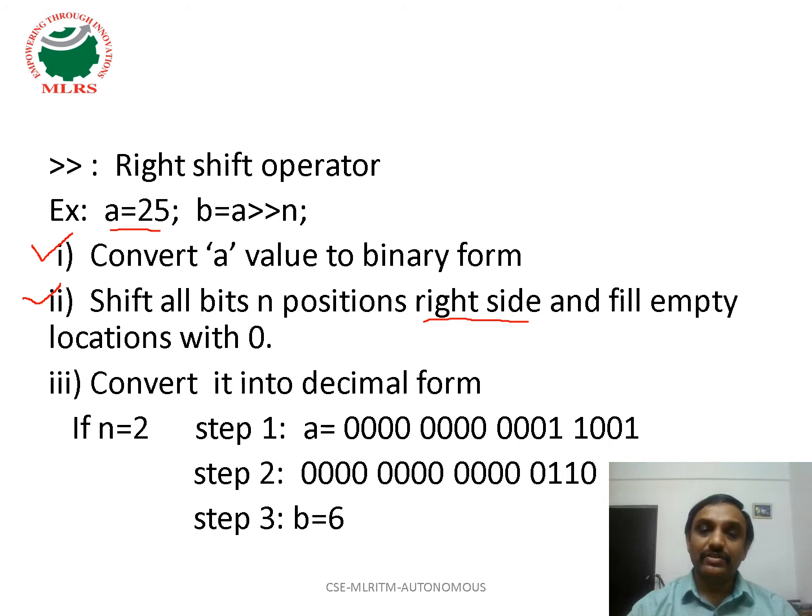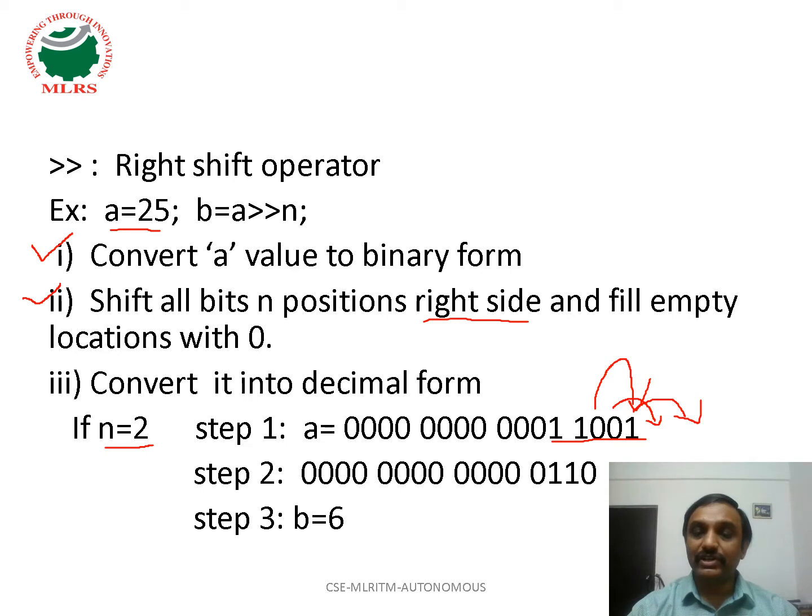Now see this one, 25 converted to the binary form 11001. The remaining 11 bits you have to fill with 0. Okay, so after that, assume your n value is 2. 2 positions you are shifting to the right side. So this one you are going to lose, and this one also you are going to lose. That means 2 bits you lost, which are present on the rightmost side. This one comes to this rightmost position. So that is 0 comes to this position.